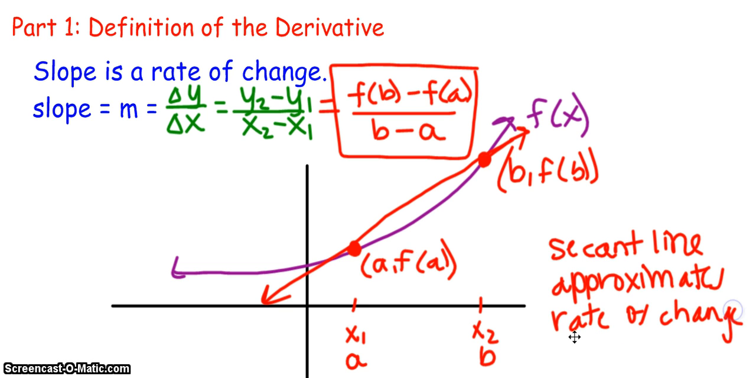We saw this in preview week a little bit. So if I wanted to figure out the rate of change of this purple line, how is this purple line changing, or this purple curve, I could use the red line, the secant line, to help me in figuring that out.